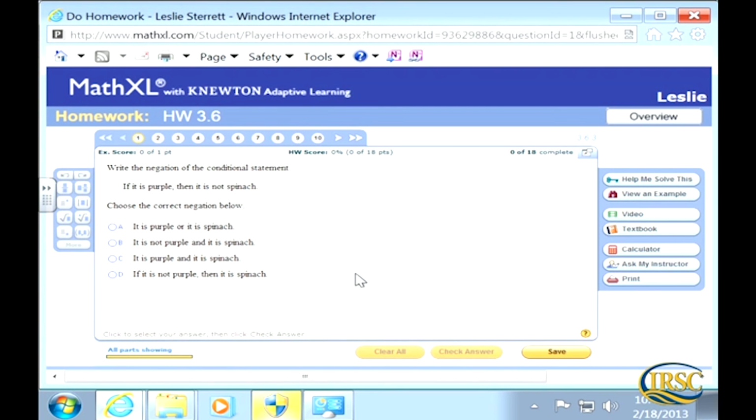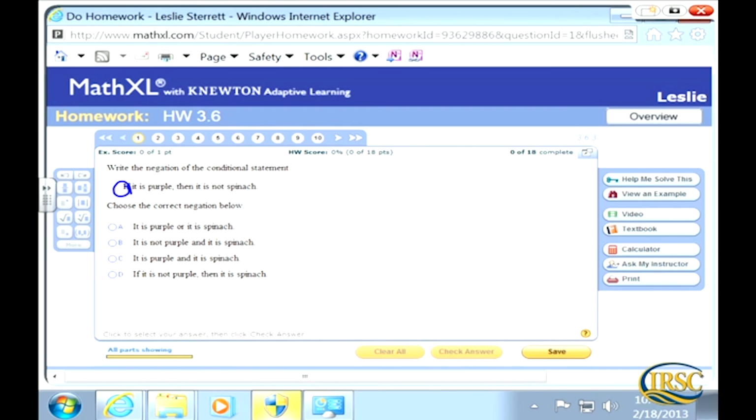So for this one, it wants you to write the negation. If it is purple, then it is not spinach. So what are my key words? Okay, I heard if, then, and not. Good. So I could translate this. If P is it is purple, then Q is it is spinach, so not Q. So I could translate it like that.